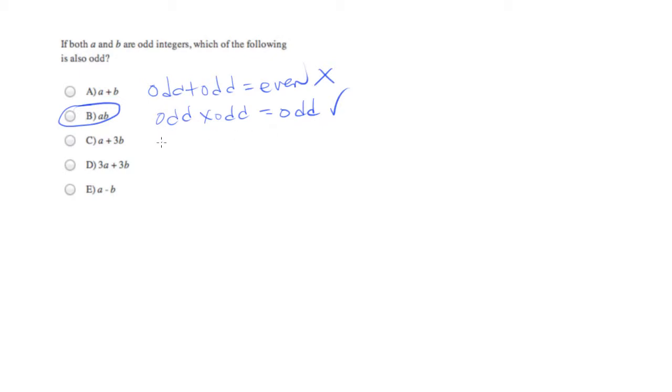Let's keep going to see how the others play out. In the case of C, we have an odd plus an odd times an odd, which will be an even. In D, we have odd times odd plus odd times odd, which will equal an even. And in the case of E, we have odd minus odd, which will always be an even.